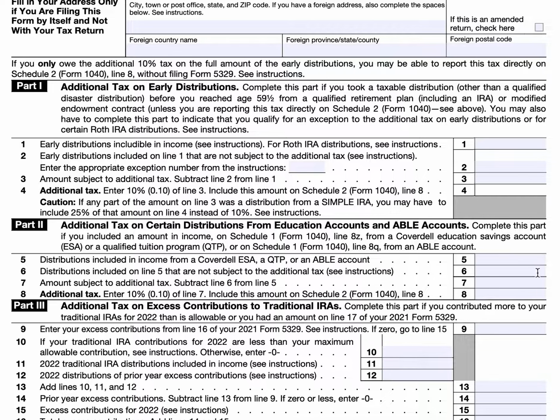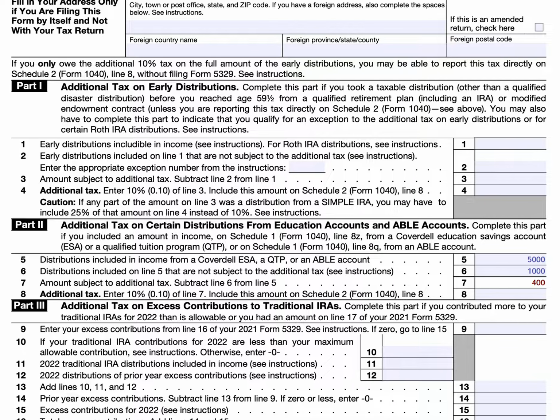You'll go through a similar calculation where you'll enter the distributions included in income, then on line 6, you will include the distributions not subject to the additional tax. So for this example, we've determined that $5,000 were considered to be distributions included in income from a Coverdell ESA. Of that, $1,000 was not subject to an additional tax.